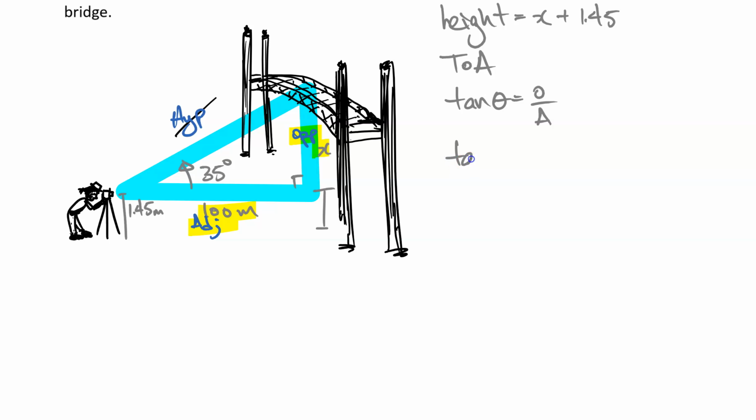Let's follow it through. Tan of 35 is equal to x over the adjacent, which is 100. And in this case, I'm going to multiply both sides by 100 so I can get the x isolated. And what I end up here is looking like, all right, 100 times tan 35. And that gives me 70.02 maybe, right? 70.02 meters is equal to x.